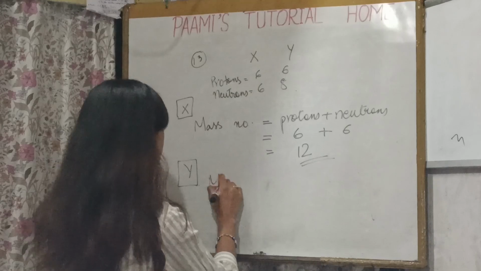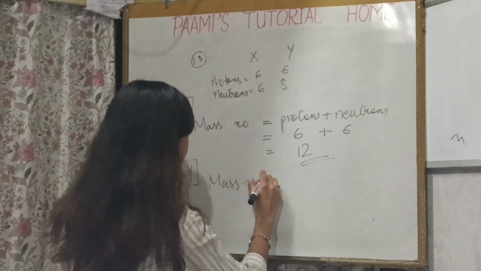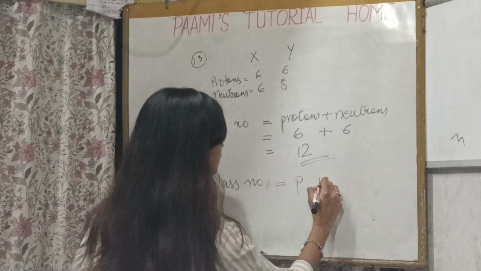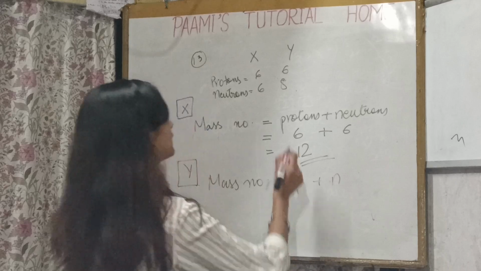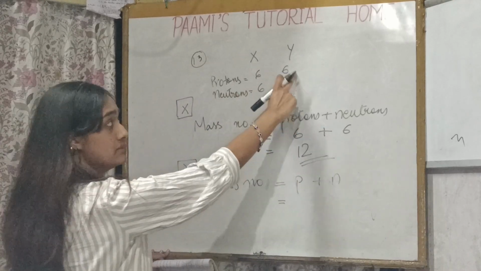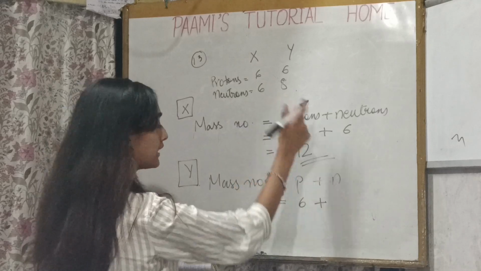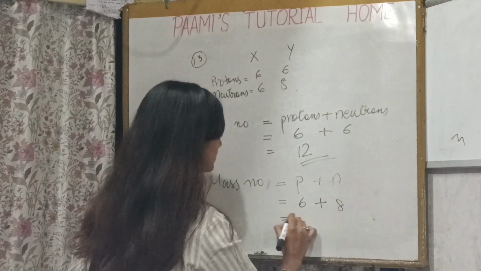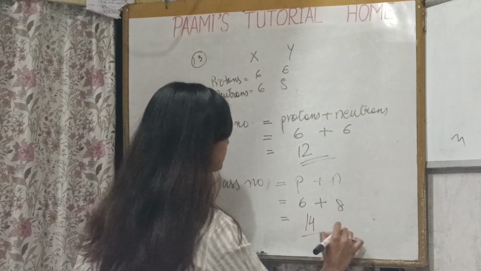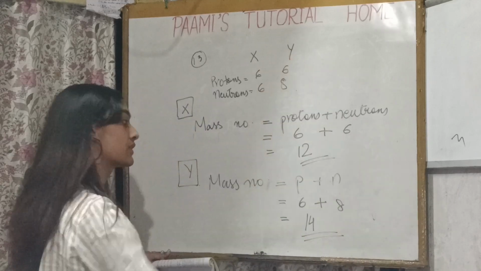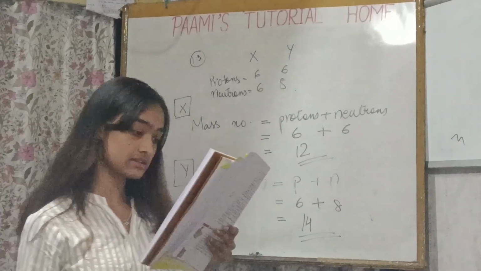Now let's find for Y. Y के लिए mass number is again equal to protons plus neutrons. So Y के लिए what is our proton number? 6. Neutron number 8. So the mass number is 14 for Y. So we're done finding the mass number.